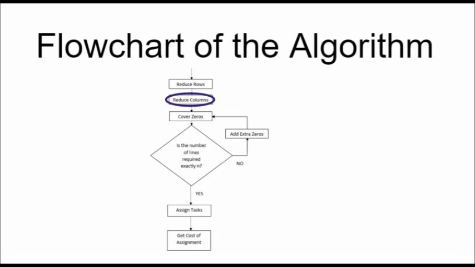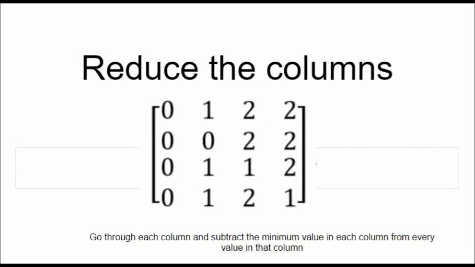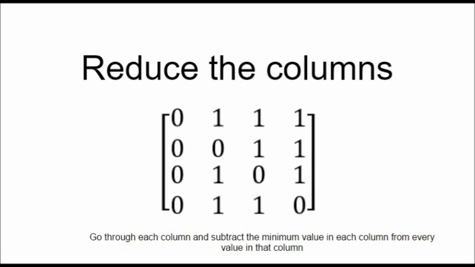And next we need to reduce the columns. So this is very similar to reducing the rows. We need to go through each column and subtract the minimum value in that column from every value in the column. The first one is already done. And now the second one's done, and the third column, and the fourth column.